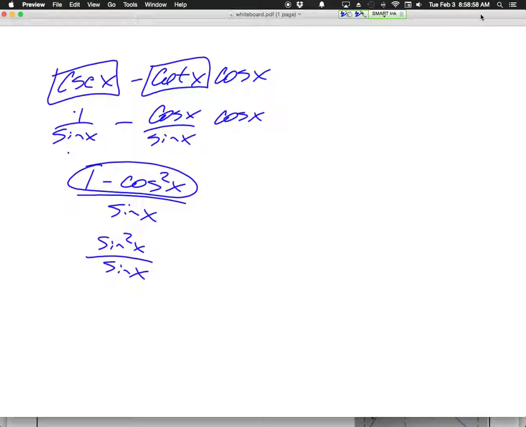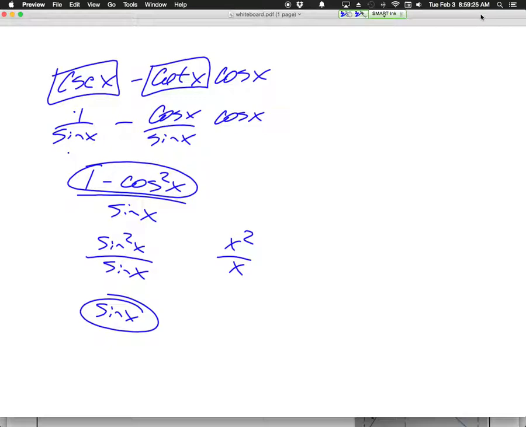And I can do one more thing to this problem. What can I do? I can reduce it, and I end up with sine of x. Everybody understand how we go from sine squared over sine to get to sine? Okay, just like if I had x squared over x, what does that reduce to? X. Same thing here. I've got sine squared over sine reduces to just sine.